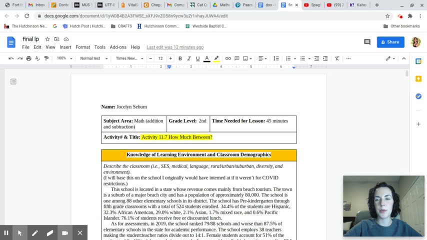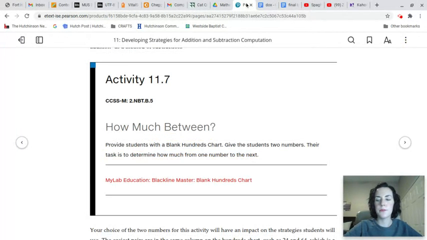Hi, okay, so my lesson plan covers the activity 11.7, How Much Between. It is meant for a second grade classroom and it should take about 45 minutes to teach the lesson. And so let's go ahead and take a look at that activity.